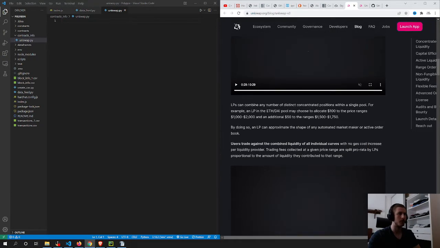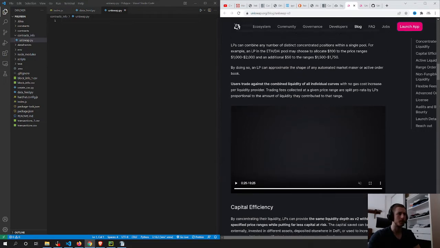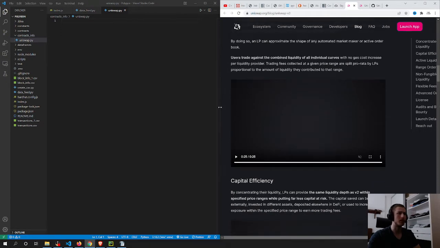LPs can combine any number of distinct concentrated positions within a single pool. An LP in the ETH DAI pool may choose to allocate 100 to one price range, 1000 to another, and an additional 50 to another range. By doing so, an LP can approximate the shape of any automated market maker or active order book. Users trade against the combined liquidity of all individual curves.